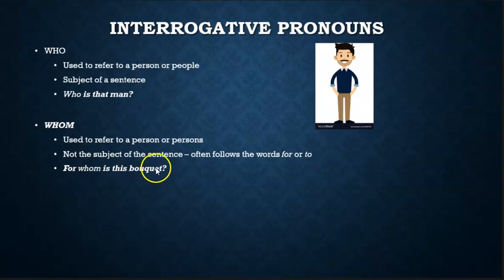So the bouquet is your subject. So this bouquet is for whom. You could write it that way too. But typically we start with the interrogative. It's the object of the preposition for here.